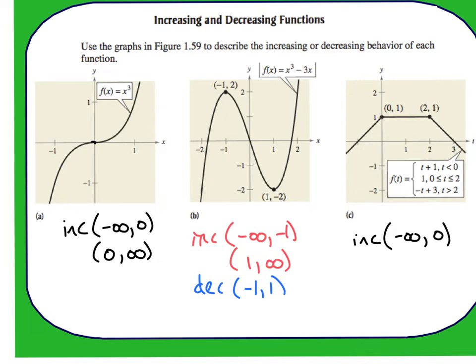And then, when is it decreasing? 2 to, not negative infinity. It's actually going to the right. So we're going to call that positive infinity. And then when's it constant? From 0 to 2.